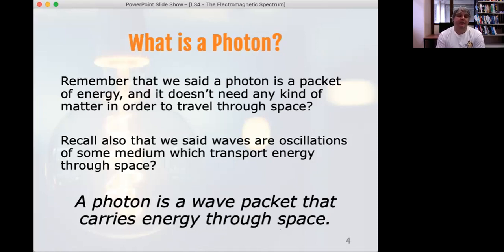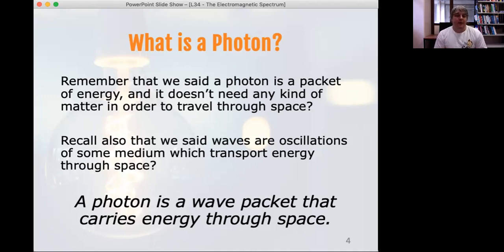A wave packet is a term you don't really need to know. Just imagine the wave pulse we talked about for a rope. Imagine if instead of just one flick, you gave it maybe half a dozen flicks. And so there was like half a dozen little pulses traveling down the rope as a little lump. That's kind of like what a photon is.